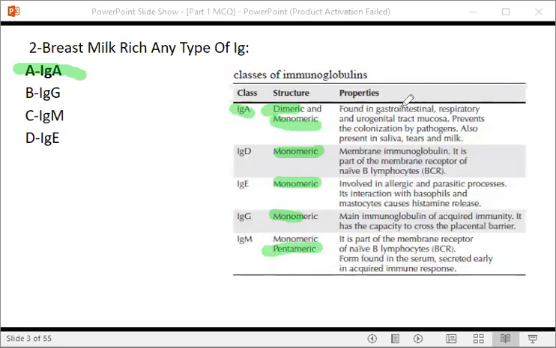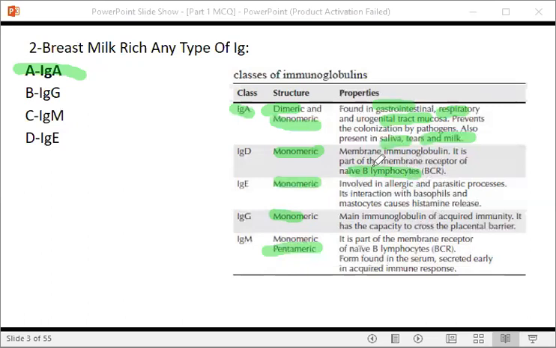The IgA is found in the gastrointestinal بشكل عام أي mucosal area: gastrointestinal, respiratory, urogenital tract mucosa, preventing colonization by pathogens. تمام. It's present in the saliva, tears and milk على أي secretion كمان. IgD هو اللي يعمل secondary immunity and membrane immunoglobulin. It is part of the membrane receptor of naive B lymphocytes. It's very rare. Sorry, I'm talking about IgD. IgD is only a membrane immunoglobulin.